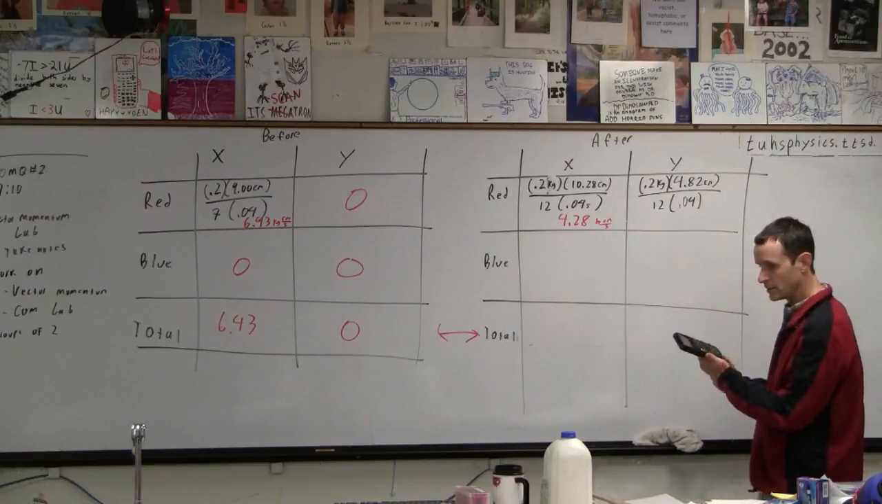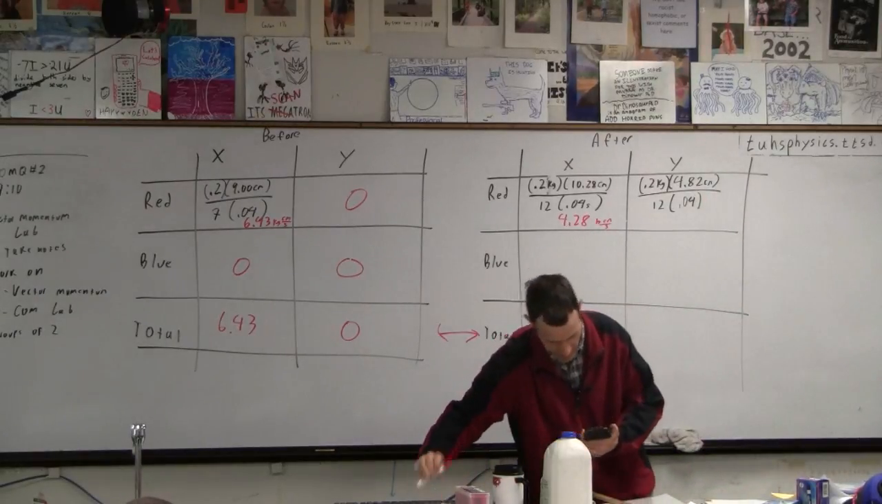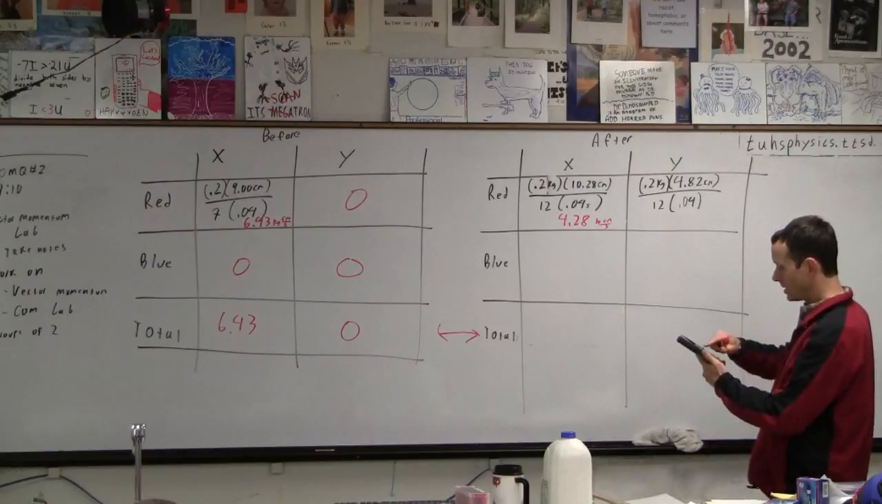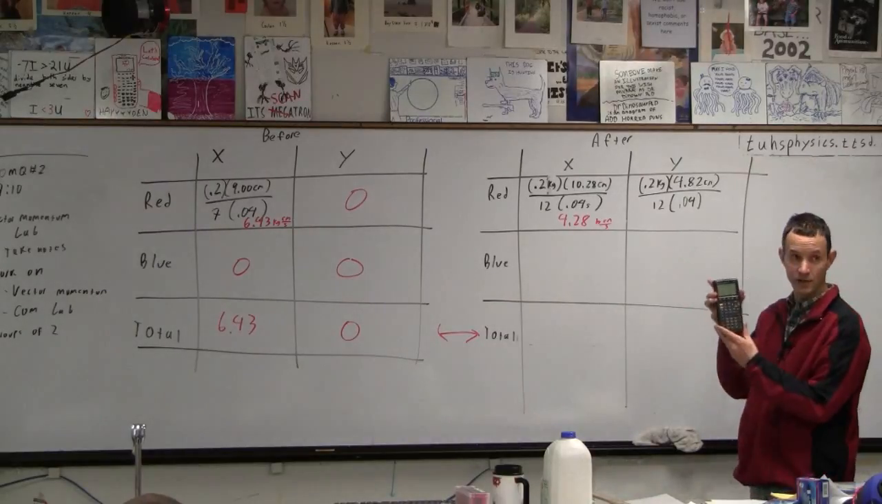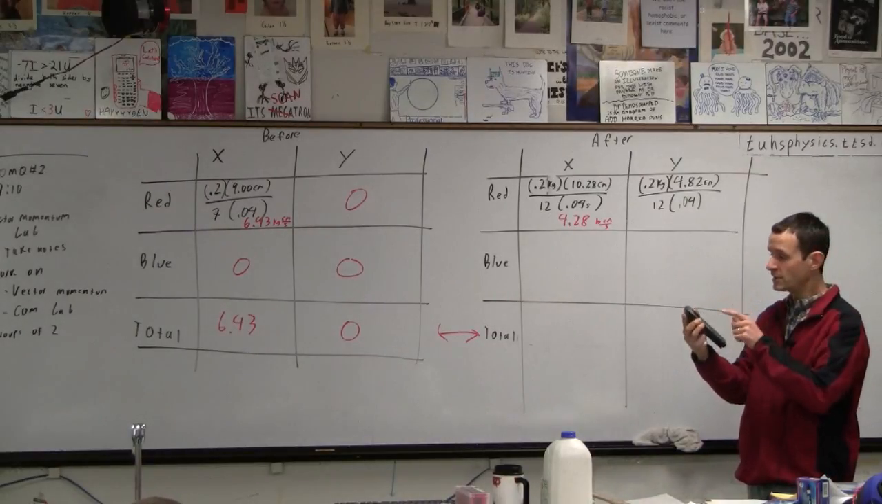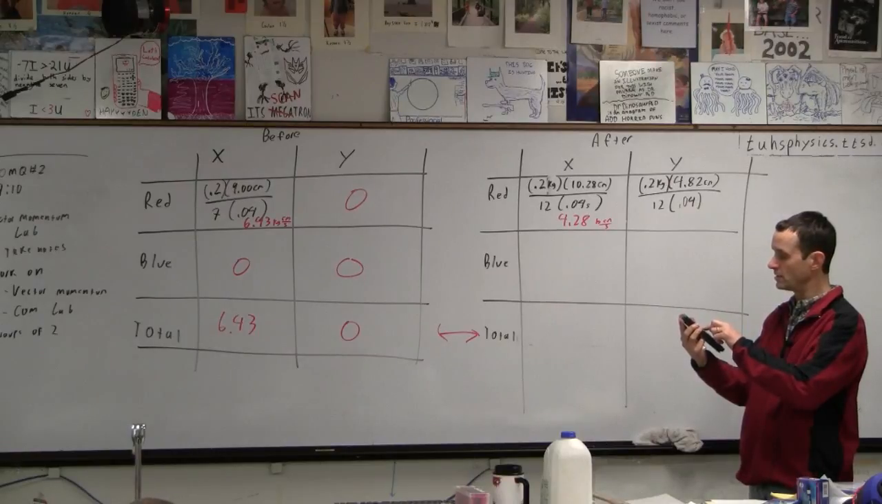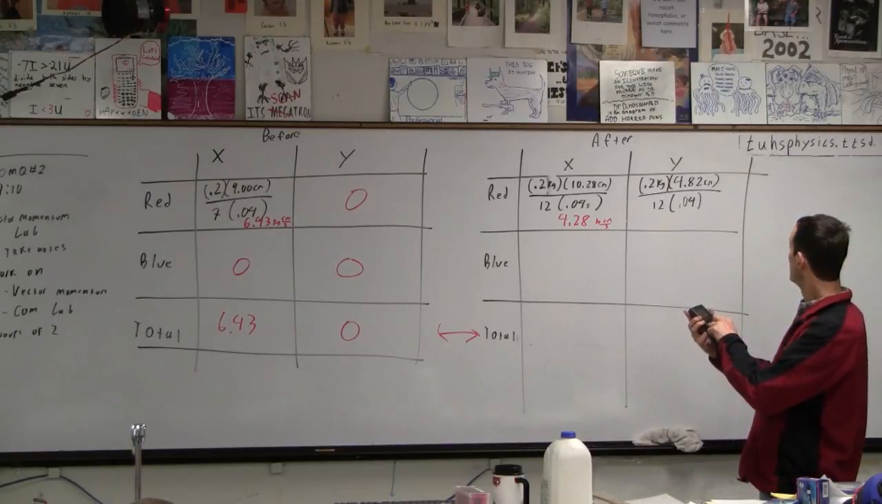So we don't have to do everything over again. I'm going to do second entry. Do you guys know about second entry on your calculator? I'm just going to go there and edit it. All I need to change is the number at the top, 4.82.